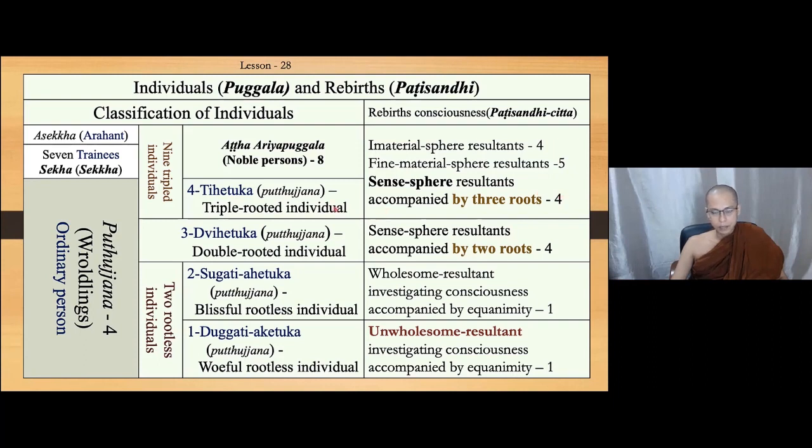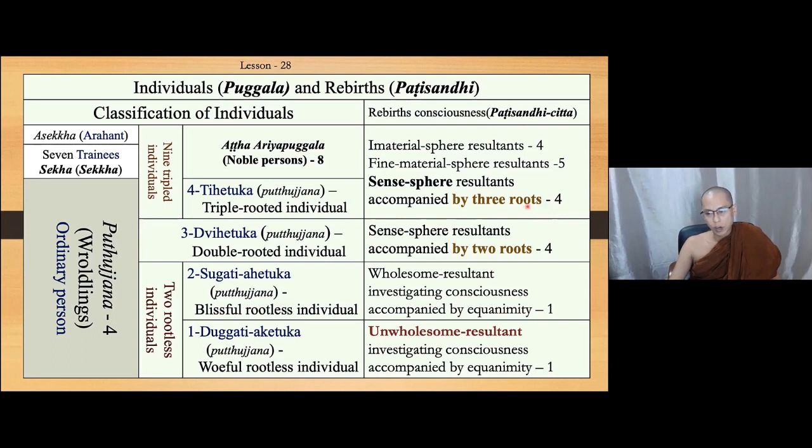So if a person is born like you and like me in the sense-sphere plane of existence, our rebirth consciousness and also our bhavanga must be one of the sense-sphere resultant consciousness associated with 3 roots, while for the Dvihetuka person with 2 roots, it can be any of these 8. But if we believe that we are Tihetuka, we can have only 4, and all 4 cannot occur at the same time at one person's rebirth-linking moment.